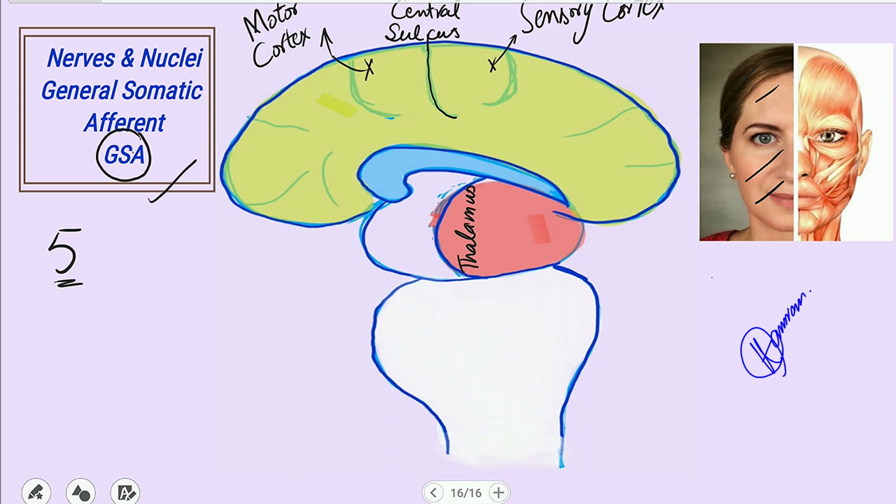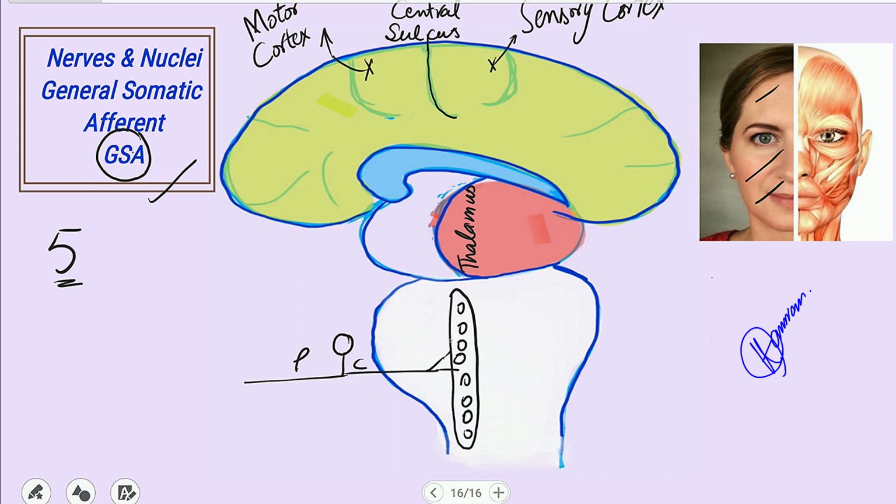And this function is performed by three neurons. First neuron is pseudounipolar, outside the central nervous system, with a peripheral process and with a central process that goes inside the brainstem and synapses with the second order neuron. In the brainstem, this second order neuron will be known as the nuclei of the cranial nerve. The second order neuronal cell bodies in the brainstem collect in the form of a column. So this nucleus is present like a column in the brainstem.